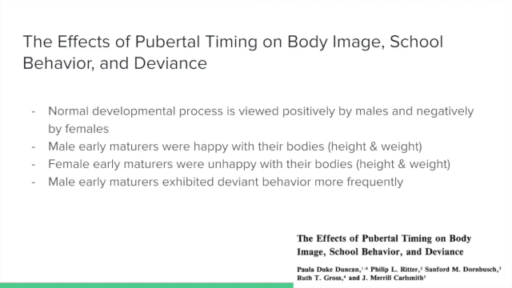Male early maturers were happy with their bodies, which means they were satisfied with their height and their weight, while female early maturers were unhappy with their bodies, meaning their height and their weight. This impacted the female early maturer's confidence, which in turn impacts the way in which they interact in a classroom. They also found that male early maturers exhibited defiant behavior more frequently than their female peers.